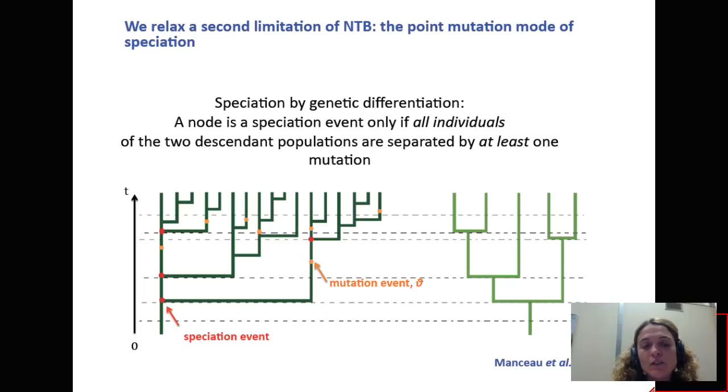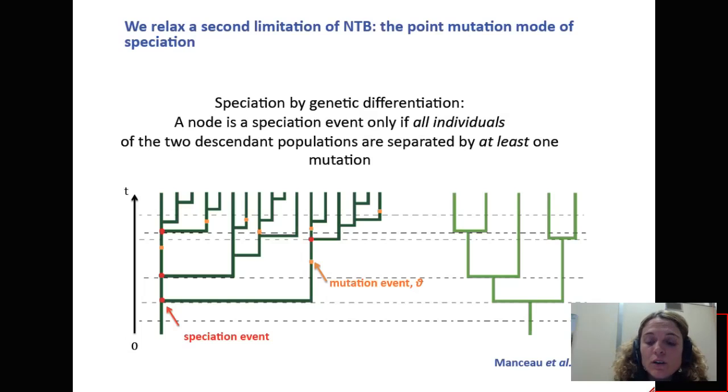We decide whether there's a speciation event when all the individuals from the two descendant populations from the speciation event are separated from all the individuals from the other population by at least one mutation event, meaning that they are all genetically differentiated. So this is the idea that speciation happens by genetic differentiation. Here on the left, you see this process of mutation and speciation happening, and on the right, you see the reconstructed phylogeny that it results in.